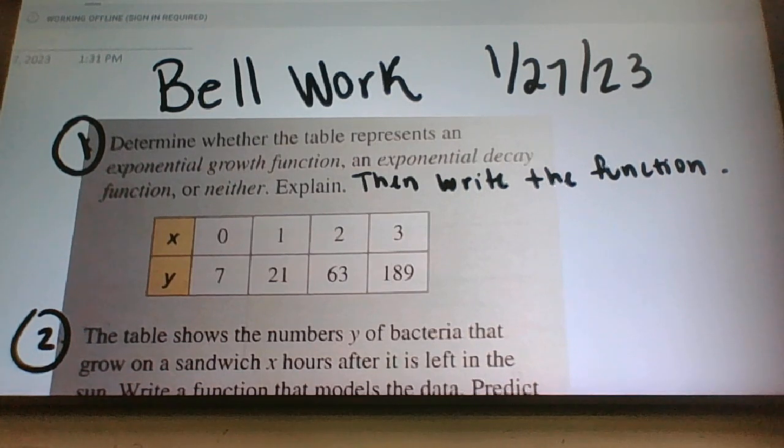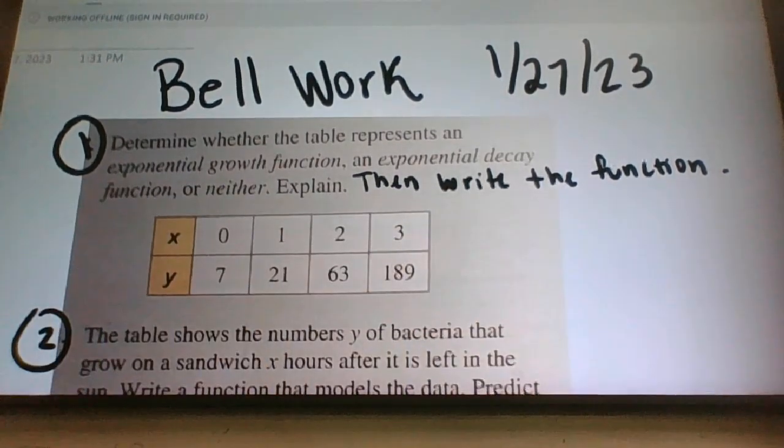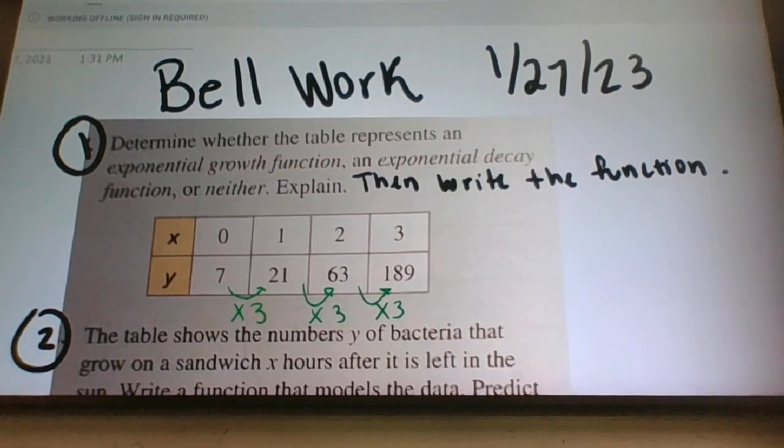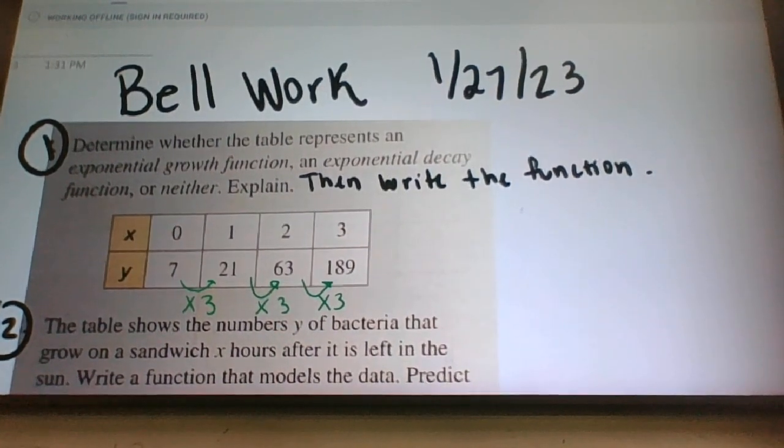Okay. Is this exponential decay or growth or neither? So yesterday I said you look at how these are changing, right? And this is times 3, times 3, times 3. Raise your hand if you were able to at least identify that it was timesing 3 every time. Okay, I'll take it. So from there, an exponential equation is a times b to the x.